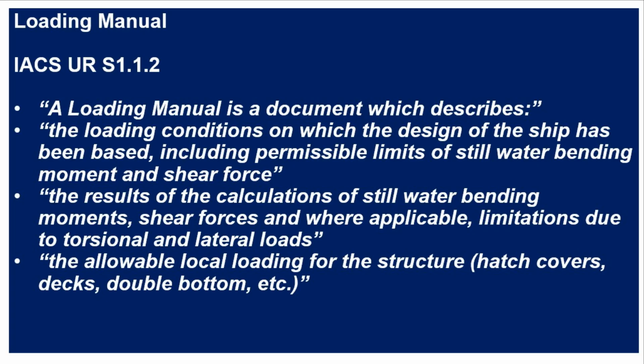According to IACS UR S1.1.2, a loading manual is a document which describes the loading conditions on which the design of the ship has been based, including permissible limits of still water bending moment and shear force, the results of the calculations of still water bending moments, shear forces, and, where applicable, limitations due to torsional and lateral loads, the allowable local loading for the structure, hatch covers, decks, double bottom, etc.